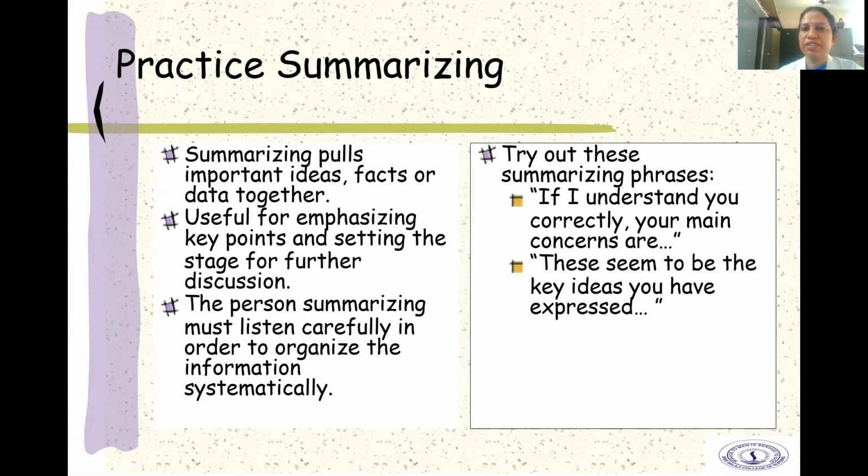So there are some phrases like the previous one. If I understand you correctly, your main concerns are. These seem to be the key ideas you have expressed.